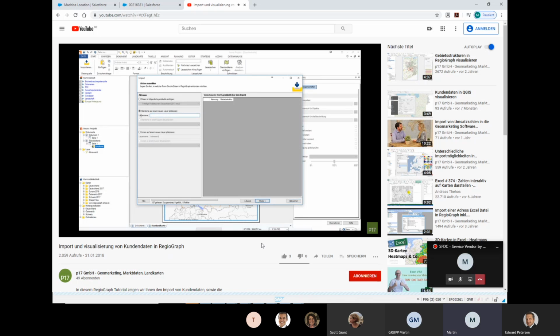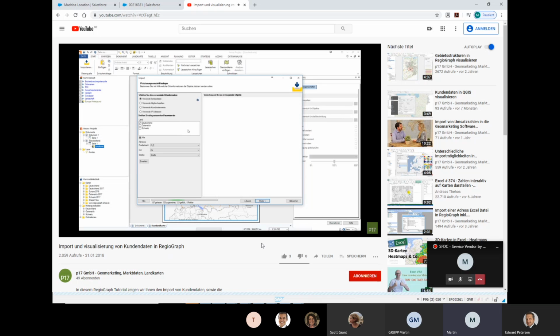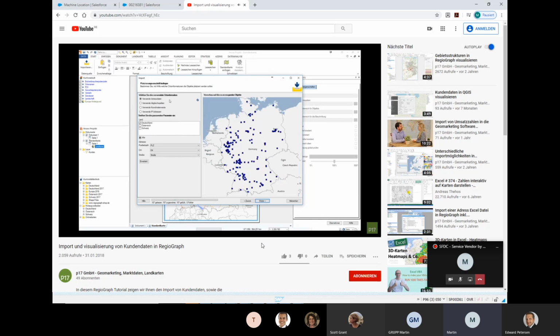Yeah, and this ReGeograph software can put certain layers on it. For example, one layer is the customer, one layer is the sales reps, one layer is the machines, one layer is, I don't know. Yeah, and now I have visualized my customers.